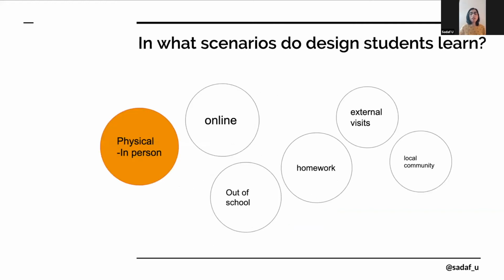So now that we understand the key stakeholders, what are the scenarios in which design students learn? There are different ways. Obviously, these are just a few that I've picked out. We've got physical, in person. You've got the online. You've got the art to school environment. Then you've got homework, external visits and local community. The thing that I'm going to focus most on is the physical in person, because that's just my experience personally, working in the workshop space, teaching the practical side of design theory. Next slide.